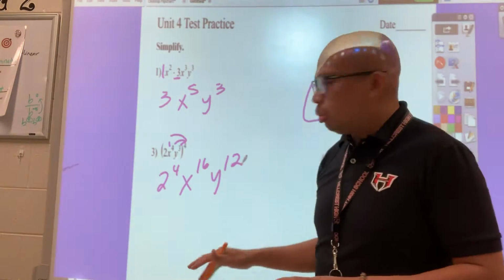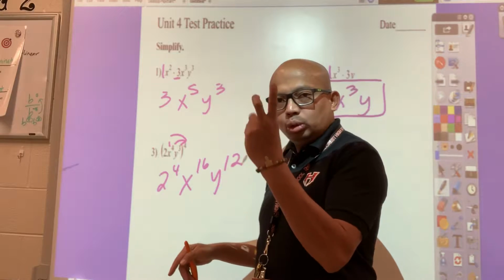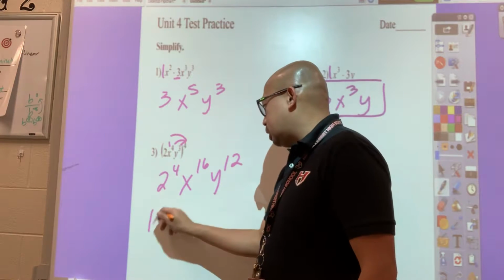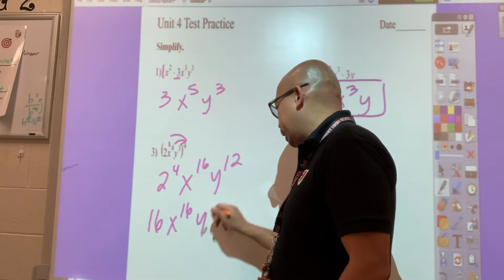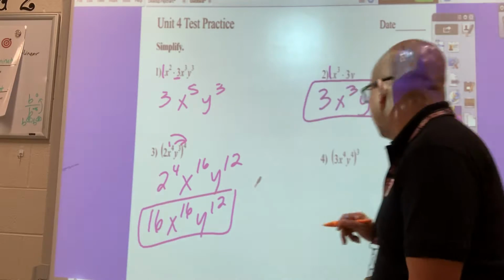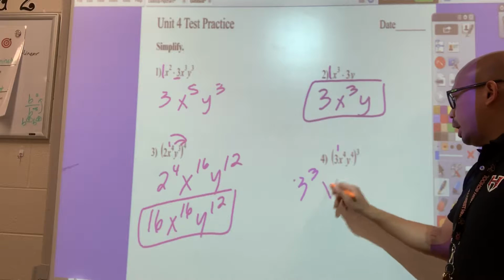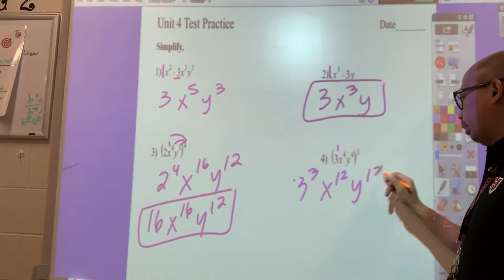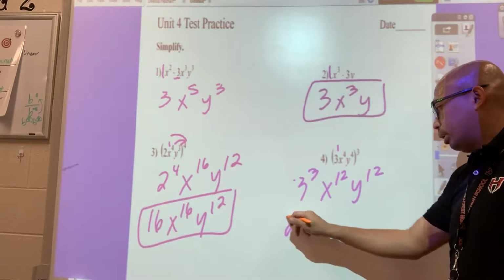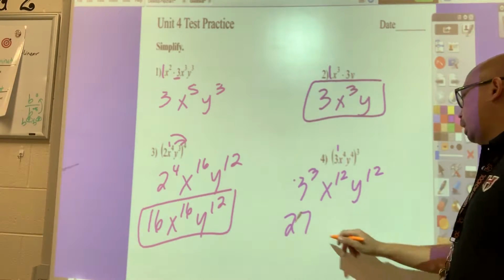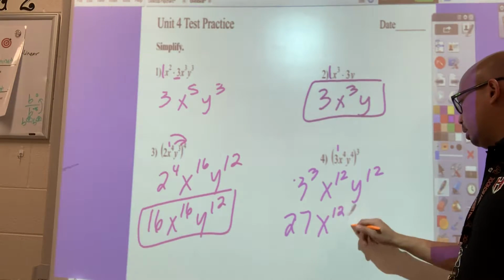And don't settle for this one here. What's 2 to the 4? 2 times 2 times 2 times 2, that will give you 16, x to the 16, y to the 12. And same thing with this one here, there's a 1 there, so 3 to the 3rd power, x to the 12, y to the 12. 3 to the 3rd is 27, because 3 times 3 times 3 is 27.